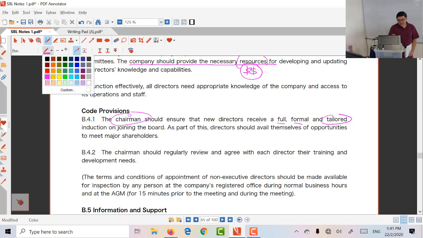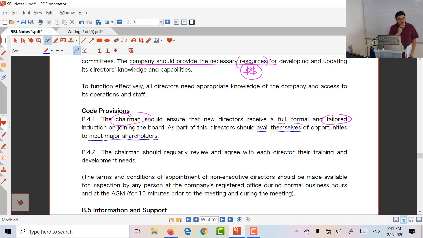Now, it goes on to another part and says that directors should avail themselves of opportunities to meet shareholders. You have to allocate time. You can tell shareholders that I'm a new director, so if they want to meet up, maybe we can meet over a luncheon next Wednesday. Then you can call all your major shareholders and ask, do you want to meet this director or not? Now a shareholder may say, not necessary. If they say so, then let it be. But a shareholder may want to meet. But the question is, you offer yourself to meet the shareholder, okay?